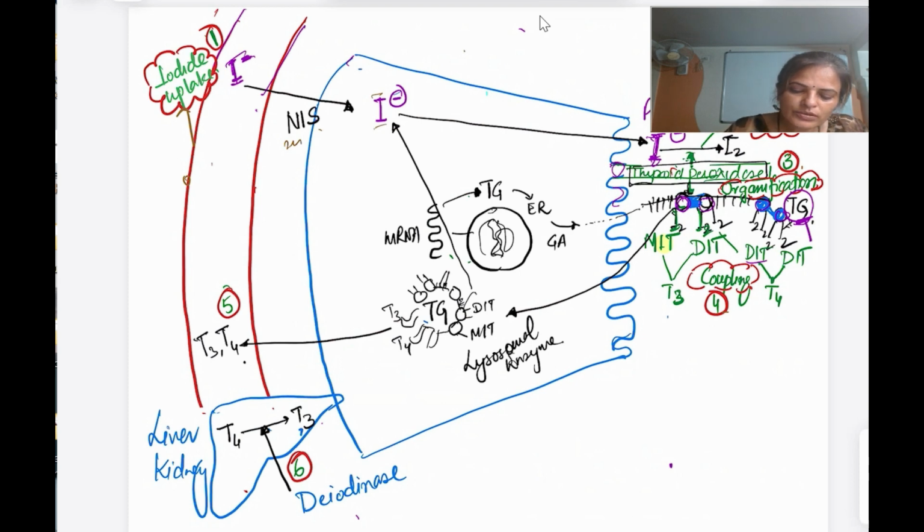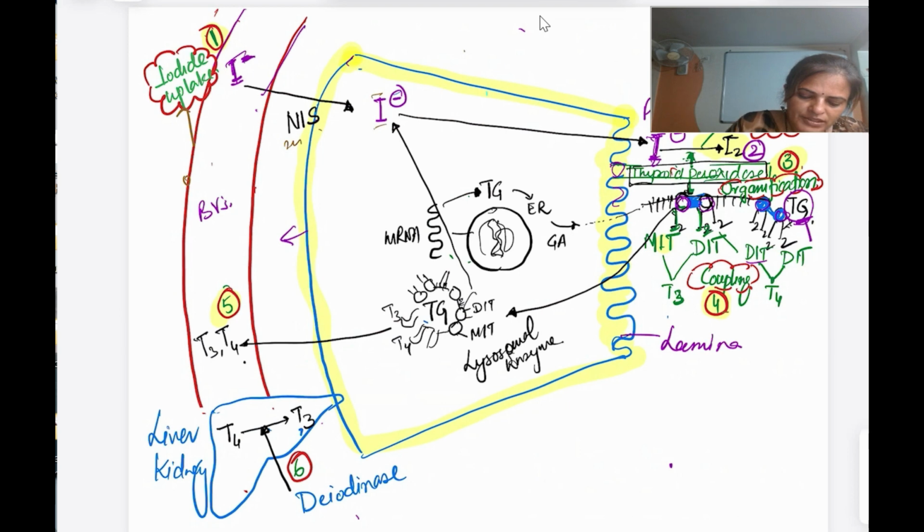So you can see here, this is number 1. Then number 2 is behind my photograph. Number 2 is this. Then this is number 3, number 4 and number 5. So the first step is iodide, and this is a single follicular cell. This is the luminal side. And this is the basal side, and on this side these are the blood vessels.